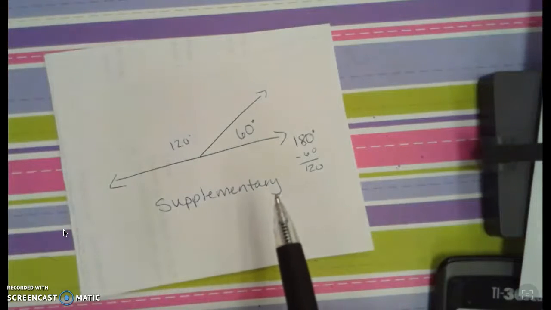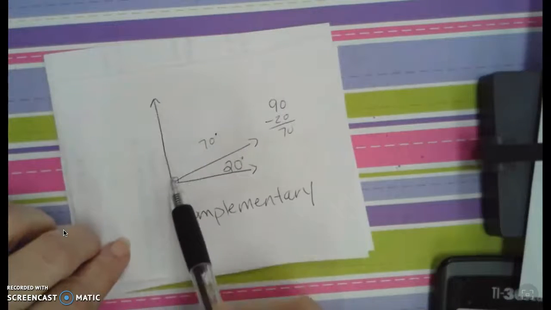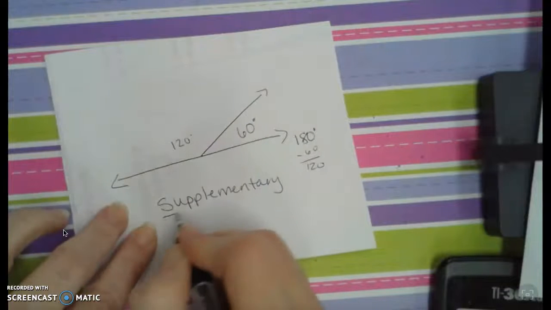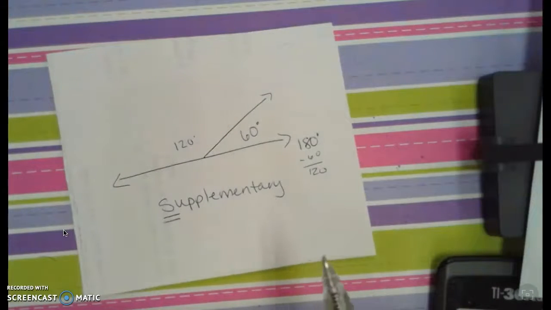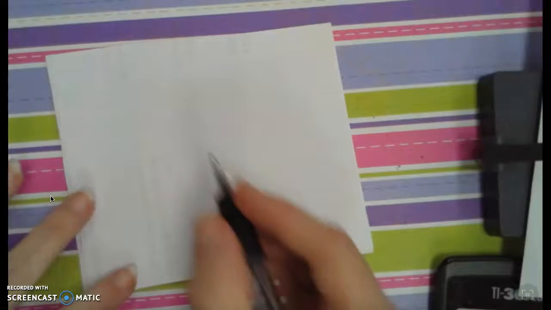Now, I think about complementary and supplementary this way: complementary is your perfect L, that's 90. Supplementary starts with S, and so does straight line. So then I can remember supplementary is 180, a straight line, and complementary is 90. Okay? So we've talked about our vertical angles, complementary, supplementary, adjacent. We've already talked about a bunch, and we're going to add on some more.